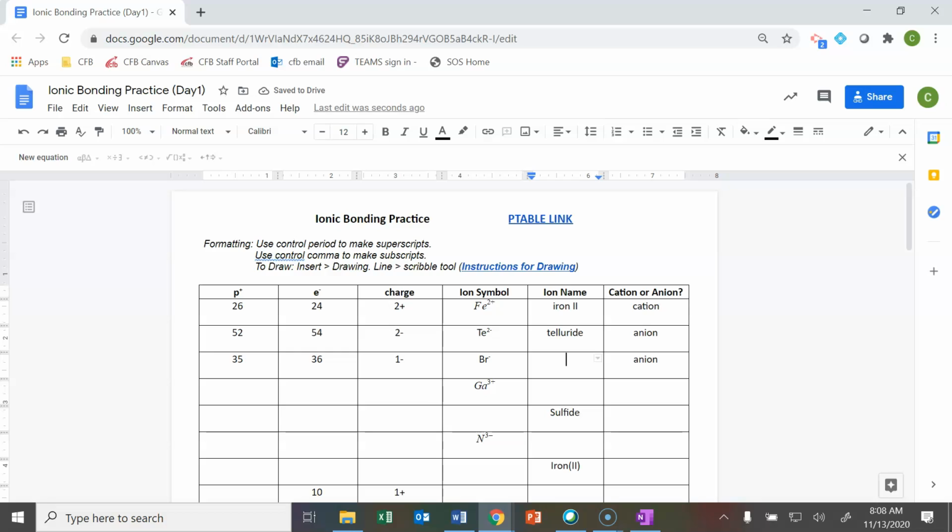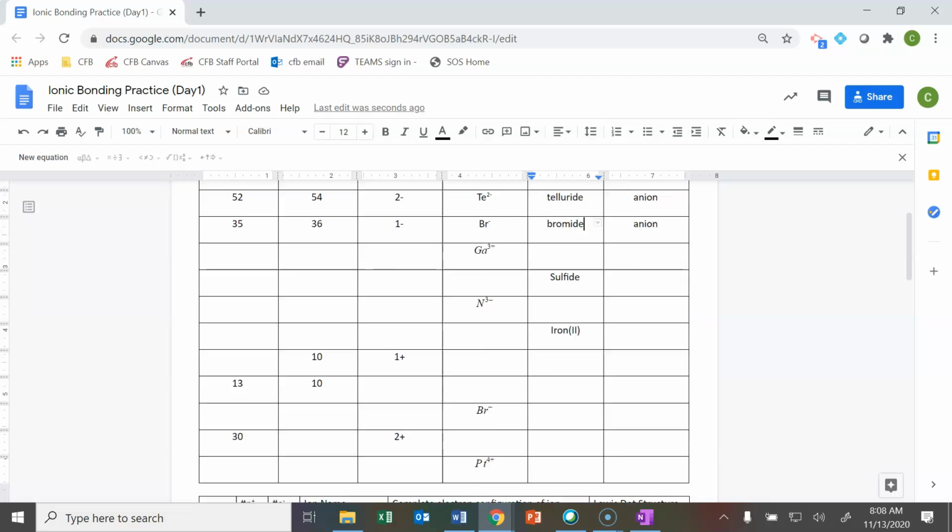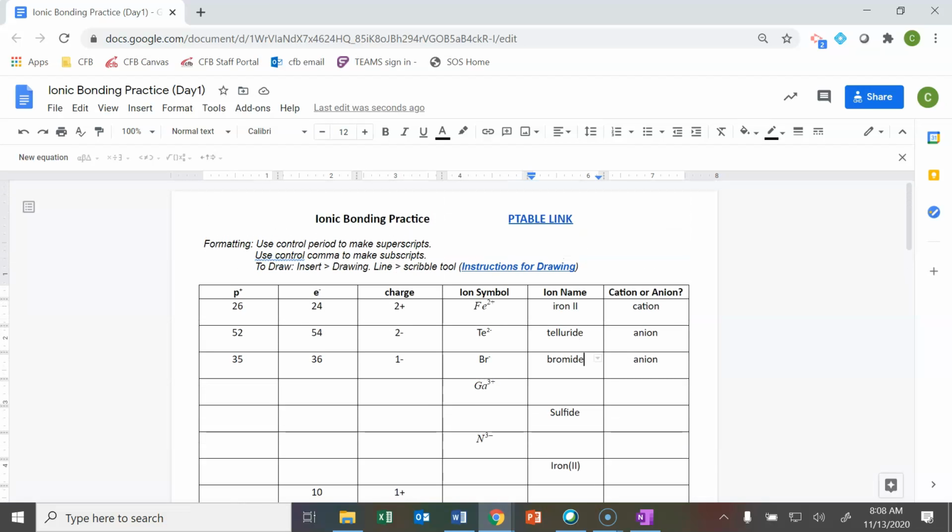So we're going to put brom instead of bromine. Since it's a negative ion, we change it to "ide." Just remember that anion, you change the ending to "ide" unless it's a polyatomic ion. And in this table, you're not going to see any polyatomic ions. So negative ions are going to end in "ide."